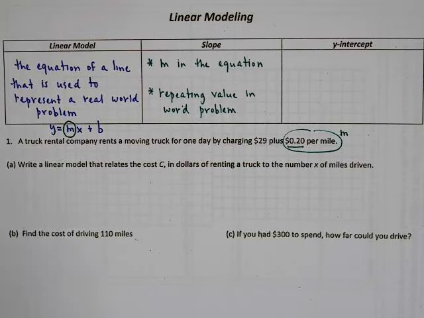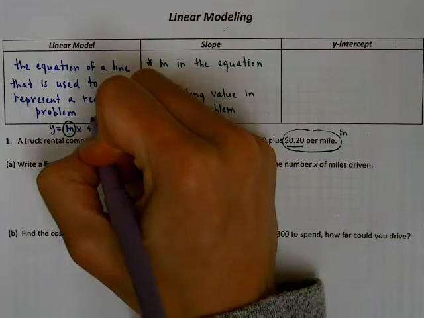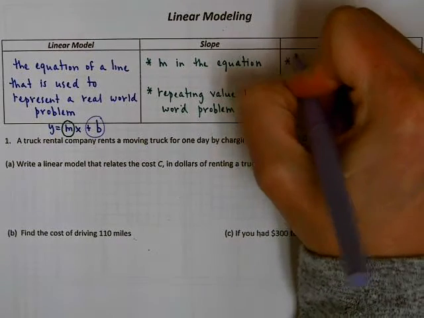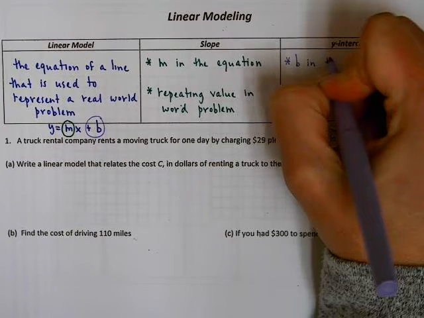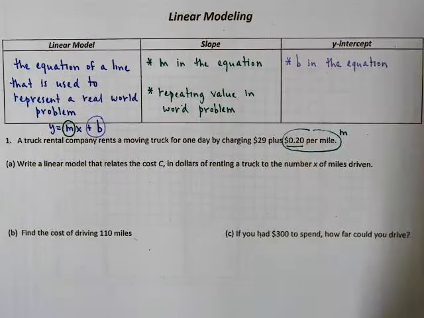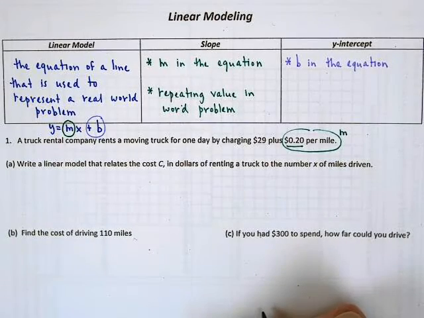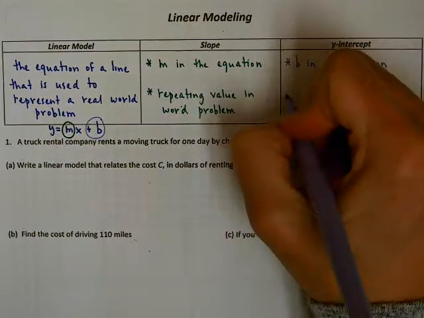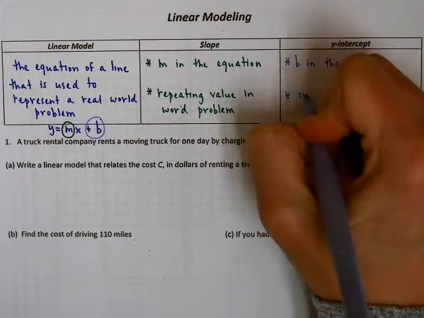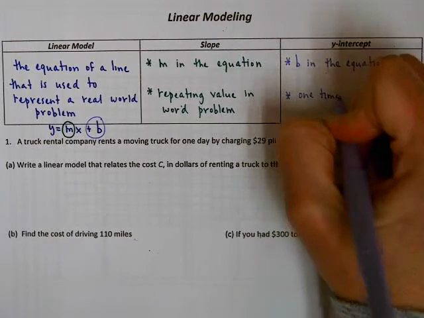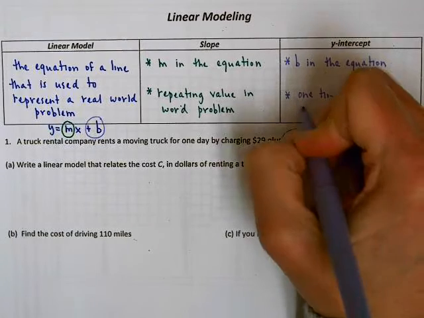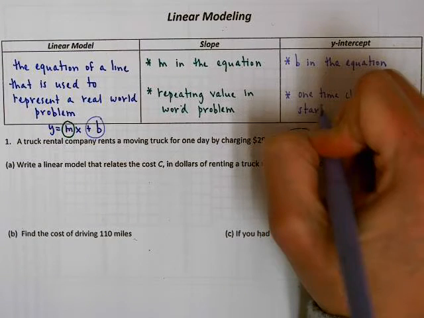Now, my b is different. When we're talking about the y-intercept, that of course is our b in the equation. And as far as the word problem goes, we're going to know we found the y-intercept when we find something that only happens once. So it may be a one-time charge, or it may be worded as some sort of starting amount.